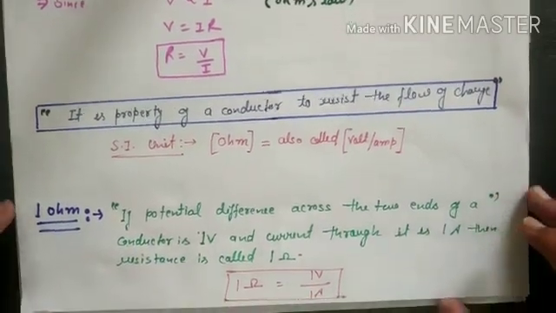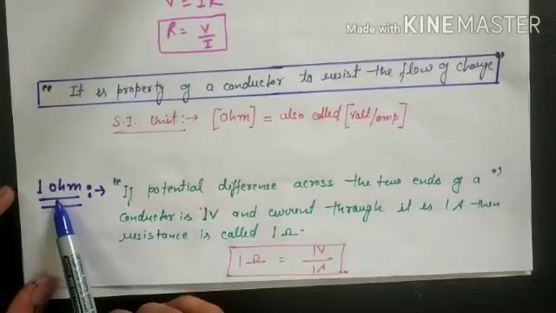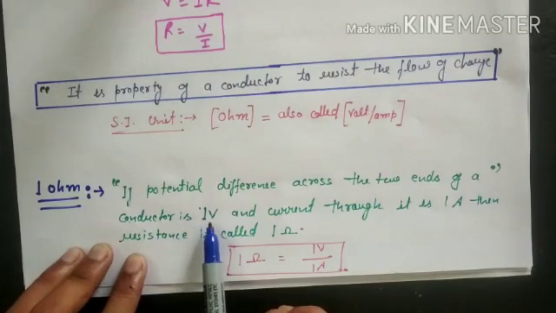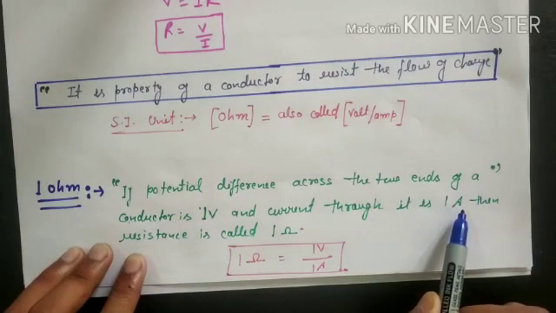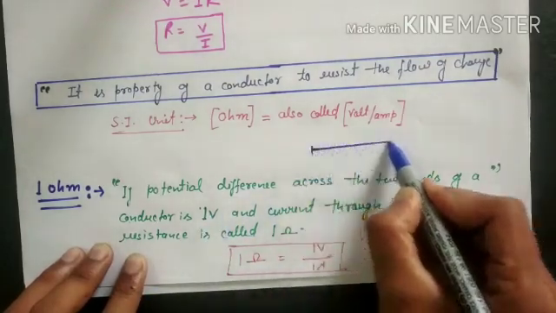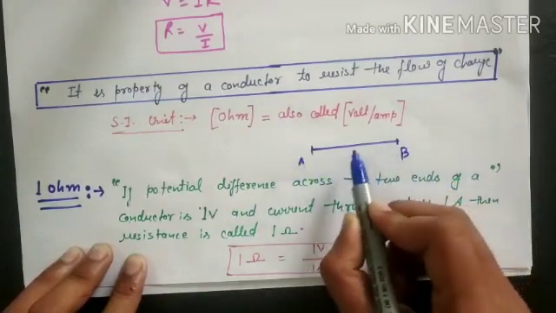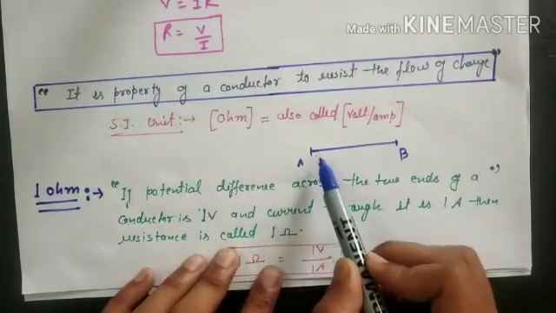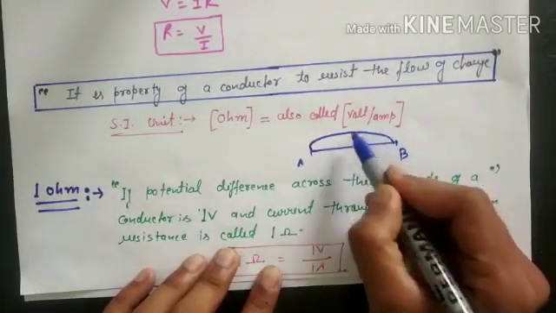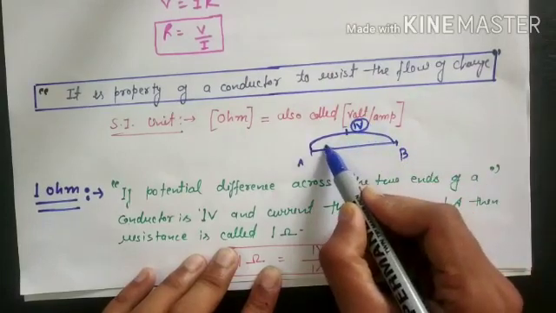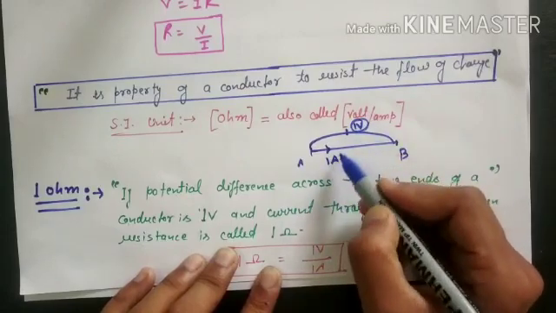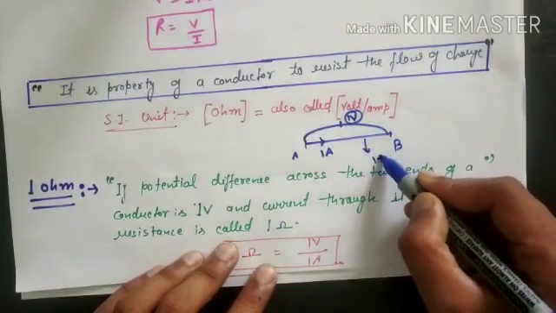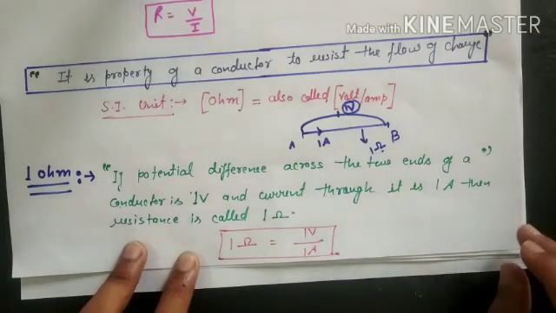Now, what is the definition of 1 ohm, or you can say unit resistance? The definition: if the potential difference across the two ends of a conductor is 1 volt and the current through it is 1 ampere. So here we have two conditions. If we have a conductor with terminals A and B, then according to the definition, the potential difference across the terminals must be 1 volt. So from here to here, the difference of voltage must be 1 volt. Another condition is that the current should be 1 ampere. If these two conditions are satisfied by this conductor, then definitely you can say that this conductor has a resistance of 1 ohm. So you can see here the formula: 1 ohm equals 1 volt over 1 ampere.